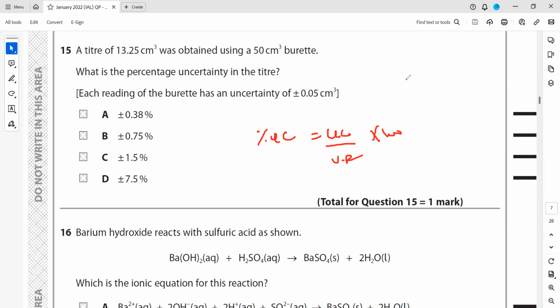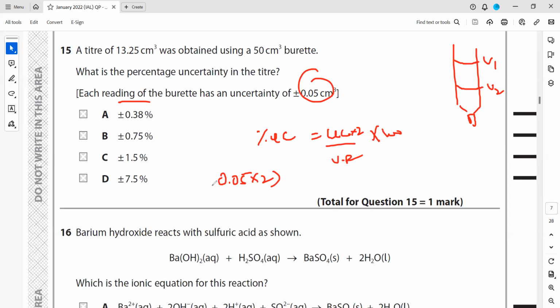Whenever you are using a burette, we first read the initial volume, how much there was, and then we read the final. So uncertainty is always twice in the case of a burette. Each reading has an uncertainty of 0.05, but this 0.05 will be multiplied by 2 because we read it twice, divided by the value recorded, so 13.25, multiplied by 100. This will give us the percentage uncertainty of using a burette.